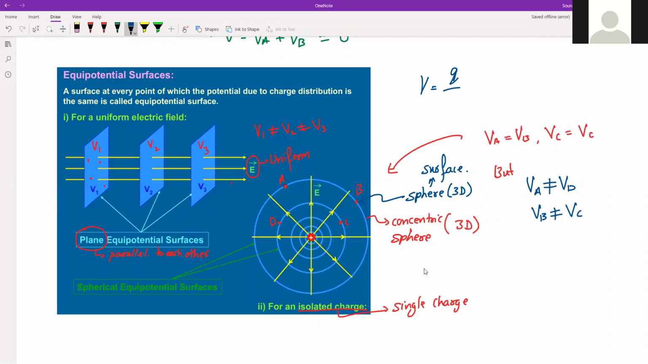Q divided by 4 pi epsilon naught R. So if R is the same for all the points on one given sphere, that's why their potential will also be the same at all the points. So that's what an equipotential surface is.